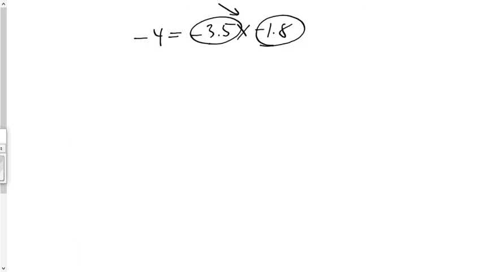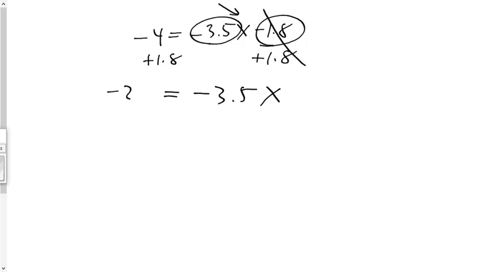Forget it. I'm going to add 1.8 to both sides because I know I want to get rid of my constant before my coefficient. Don't grab a calculator. You can do this in your head, -2.2. And then once you have this, you're going to divide both sides by your coefficient, which is -3.5. And we have something very atypical happen here.